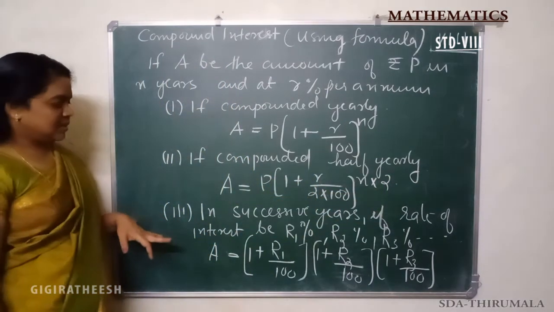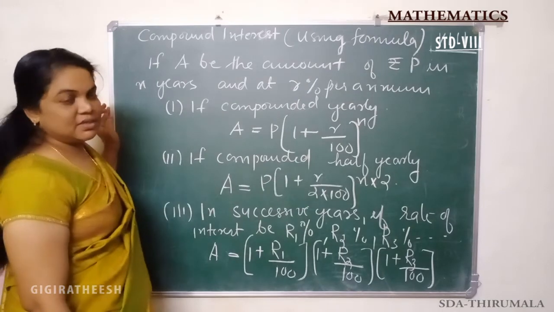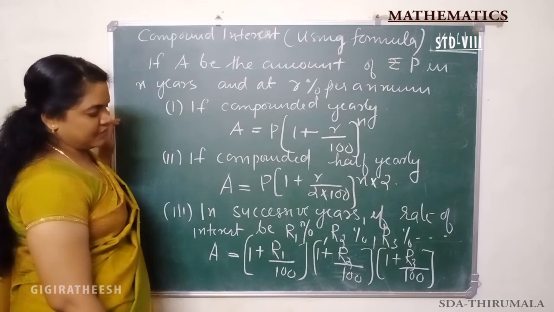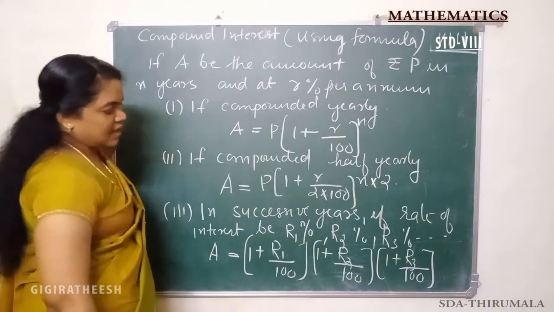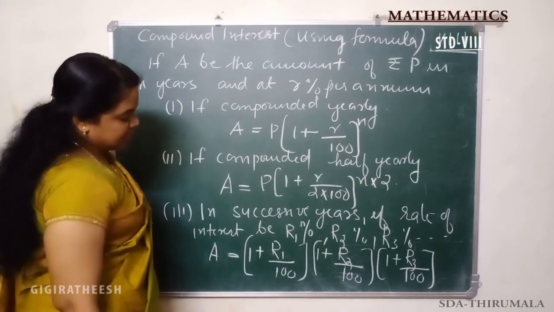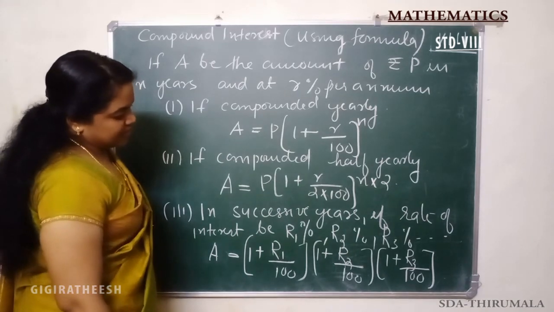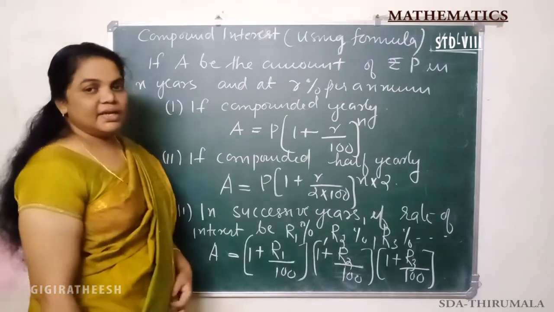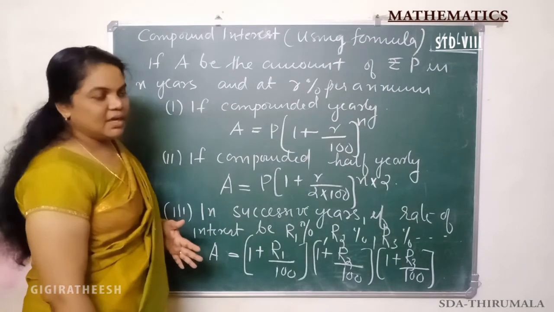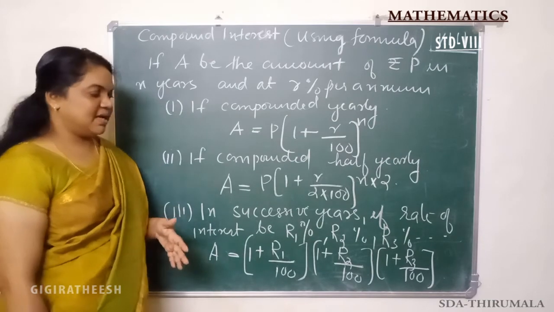And the third one is for successive years, where the rate of interest is different, that is R1, R2, R3 for the successive years. What is the formula? A is equal to P into 1 plus R1 by 100 into 1 plus R2 by 100 into 1 plus R3 by 100, and so on.